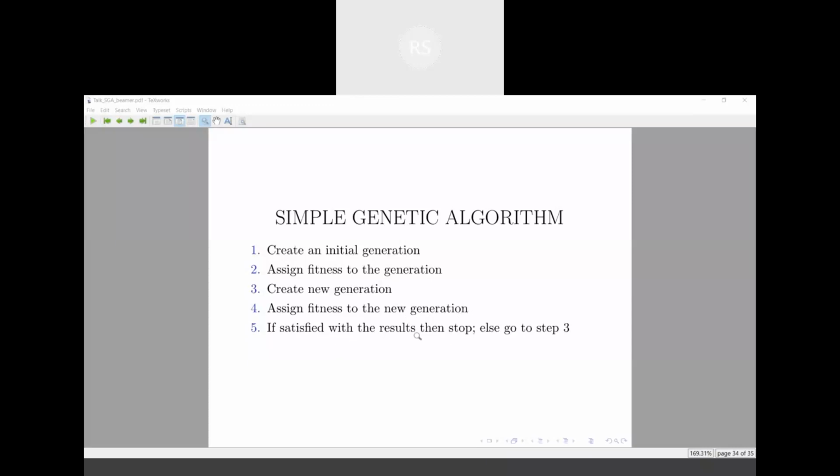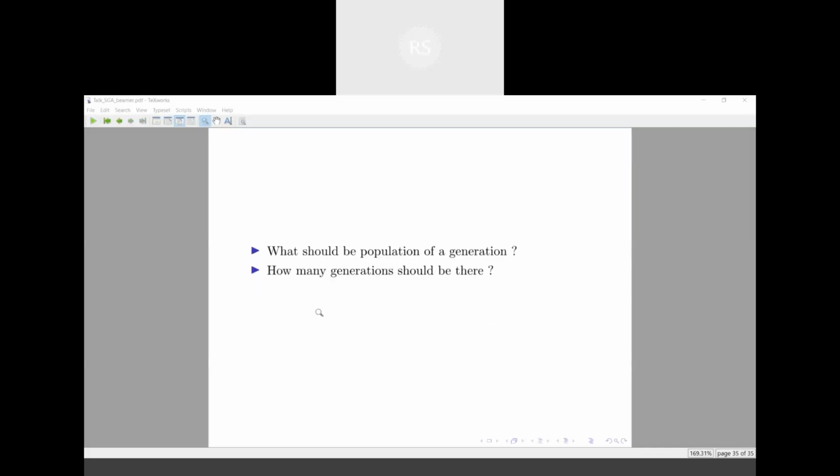Then if you are satisfied with the results, meaning you select the best of the best, then stop, else go to create a new generation and assign fitness. This cycle will go on. So in essence, actually, this is the last slide I will talk about.